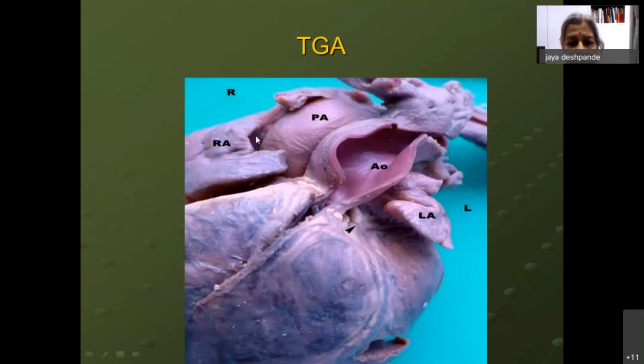So here is another example, right atrium, aorta and pulmonary artery. Their relationship is almost what it would be normally, except that their positions are reversed. In a normal heart, this would be pulmonary artery and this would be the aorta. In transposition, they have exchanged positions across the ventricular septum.